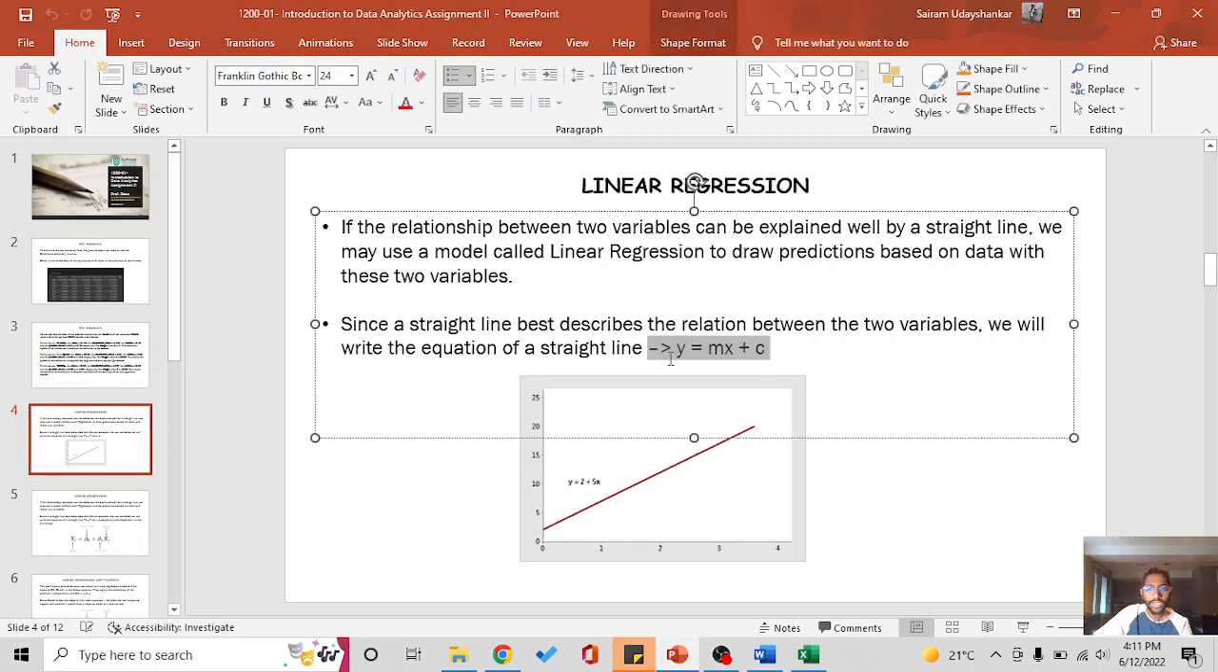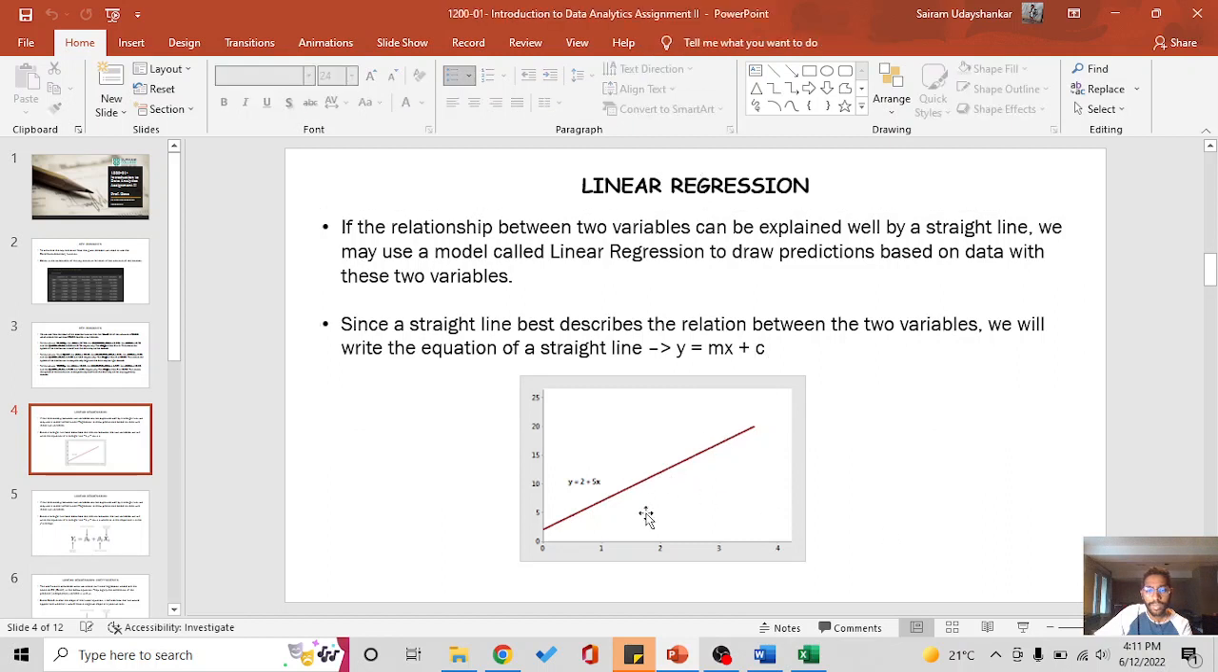We describe a line as y equals mx plus c, where m is the slope and c is the y-intercept. Here we have the example: 2 plus 5x. So 2 is c, the y-intercept, where the line intersects the y-axis, and 5 is the slope for this line. Since it's a positive 5, we see the line going upwards, but if it was a negative 5, it would have gone downwards.